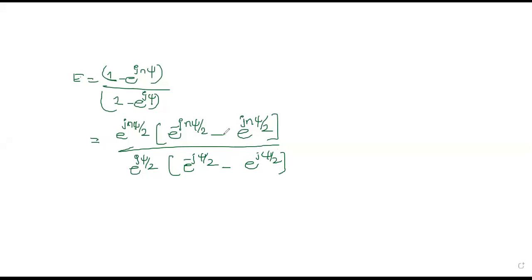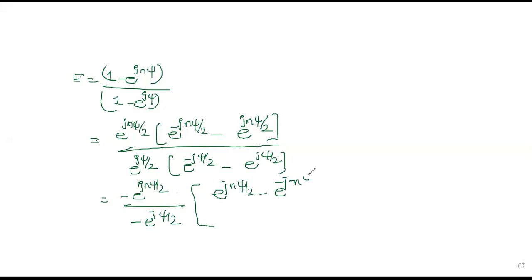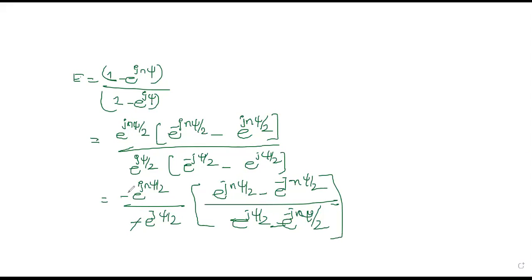Now you can see here, we need to take the negative term outside so that we can apply the formula of sine or cos. So I'll just take out the negative from both the sides. So it is minus e to the power j n psi by 2 divided by minus e to the power j psi by 2, which will be e to the power j n psi by 2 minus e to the power minus j n psi by 2 divided by e to the power j psi by 2 minus e to the power minus j psi by 2. Which formula can I apply here? It is in terms of e to the power j theta minus e to the power minus j theta. So which one?